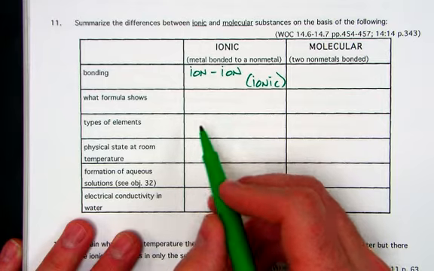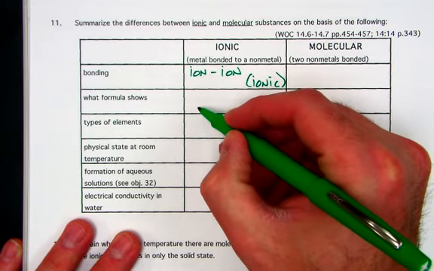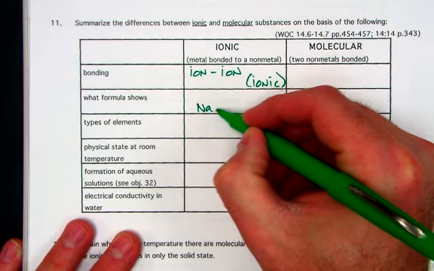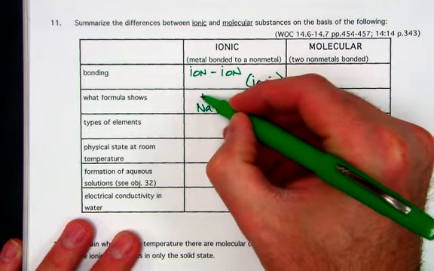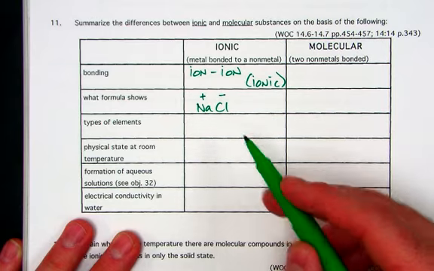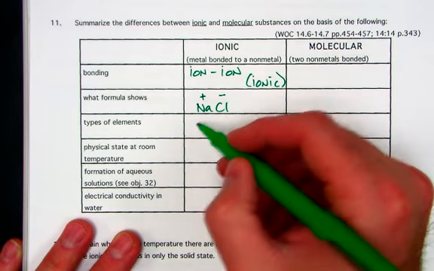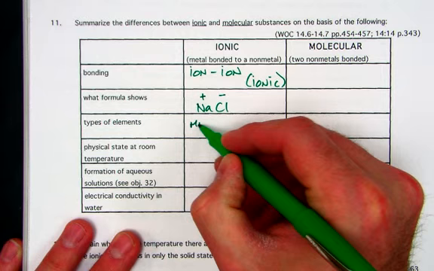In terms of the formula, what it's going to show, you're going to see a full positive and full negative charge. So our example was NaCl. You're going to see a full positive on the metal and a negative on the nonmetal. Types of elements involved, as it said, it's going to be a metal plus a nonmetal.